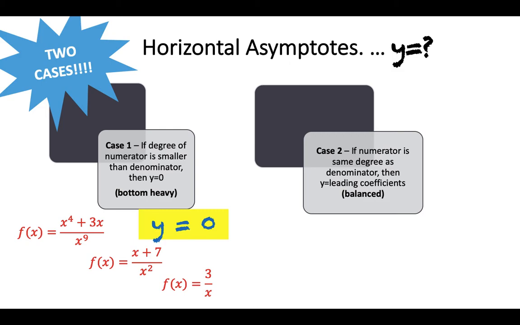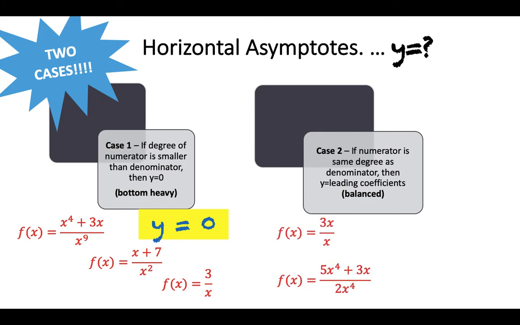So we have one case for horizontal asymptotes where we know that y equals 0: the horizontal asymptote y is 0 whenever the exponent of the numerator is smaller than the largest exponent of the denominator. It's a lot of words, but it's not as complicated as it sounds. Then the second case is when the degree of the numerator and the denominator are the same. When that's the case, we take the leading coefficients of each of those values and create a fraction.